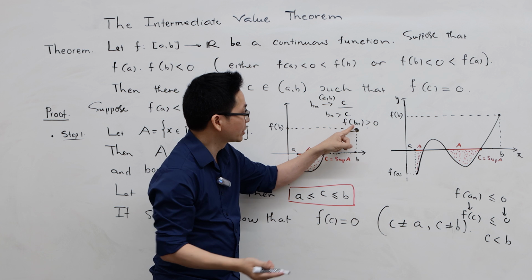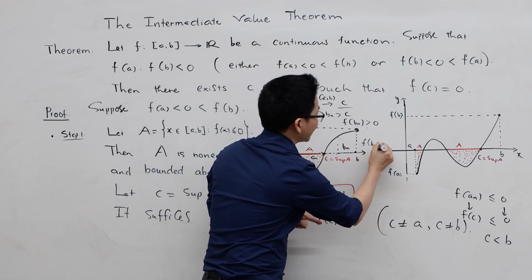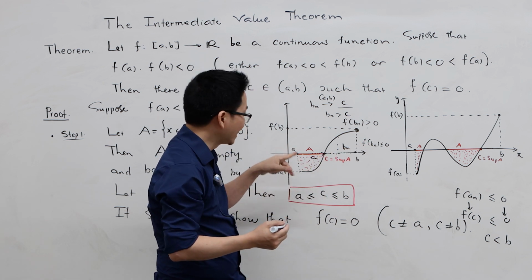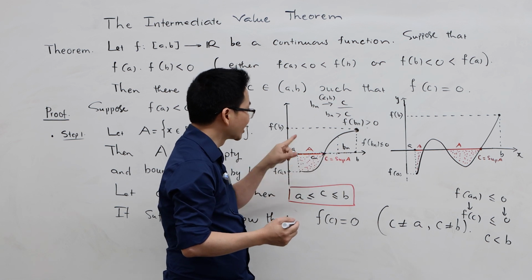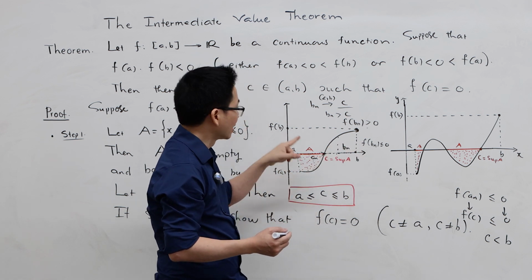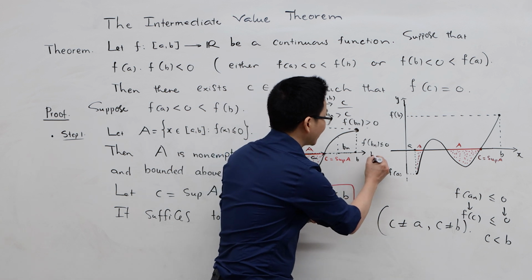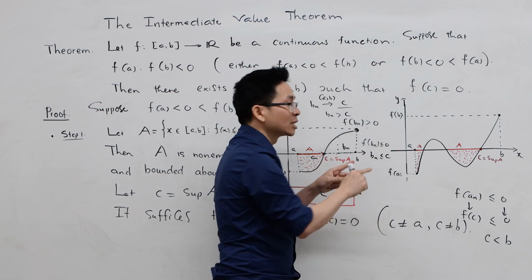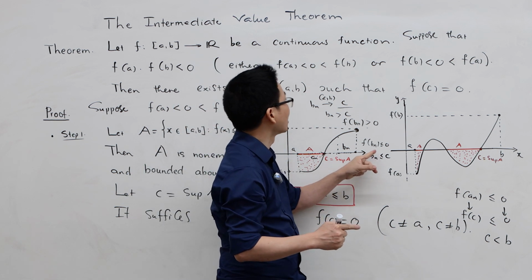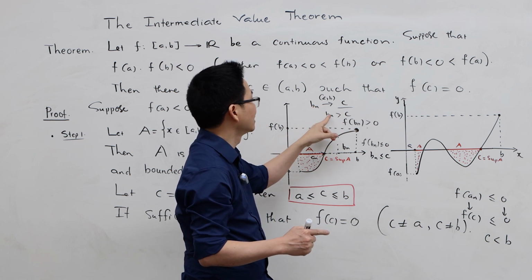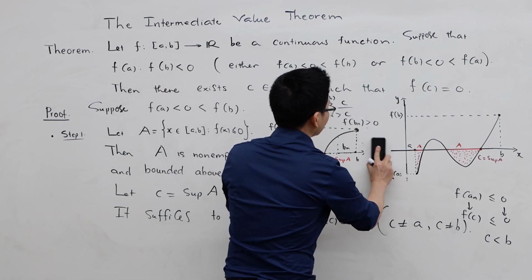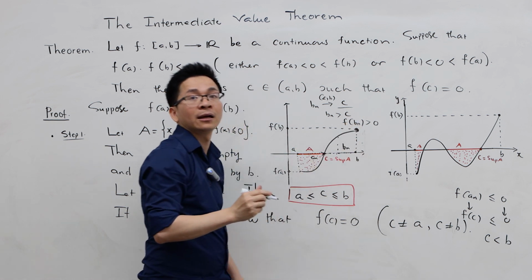By contradiction, suppose that f of bn is less than or equal to 0. Then bn has to be in the set A, because A consists of all x in the interval AB such that f of x is less than or equal to 0. So bn has to be in the set A. And because bn is in the set A, bn has to be less than or equal to c, which is the supremum of the set A, or the least upper bound of the set A. But this is not the case because you can see here that bn is greater than c. Therefore, in fact, we have that f of bn is strictly greater than 0.